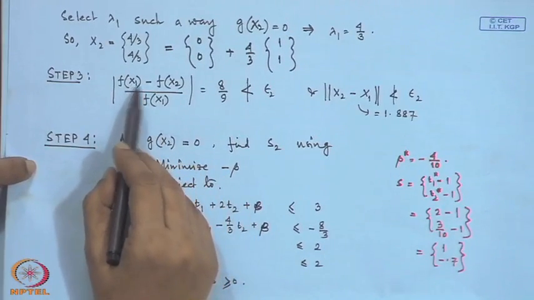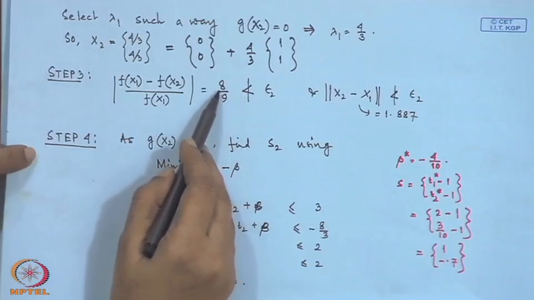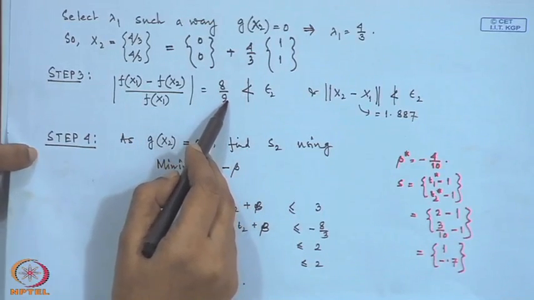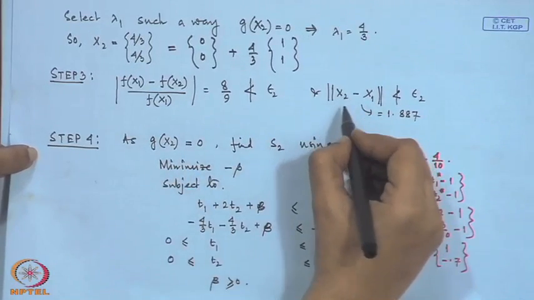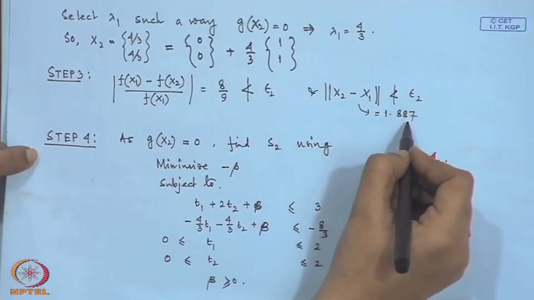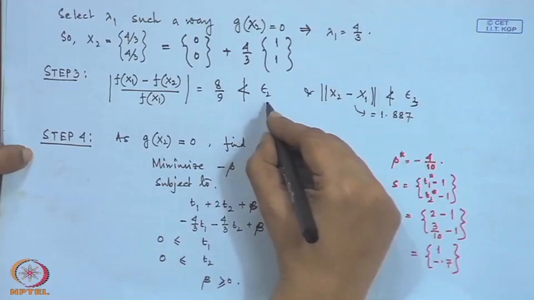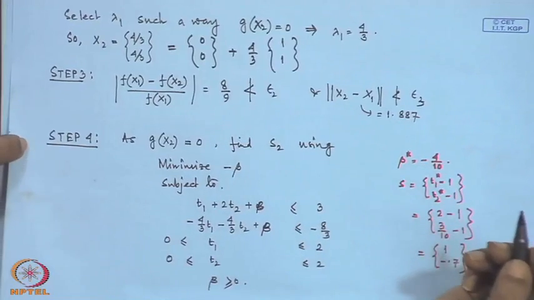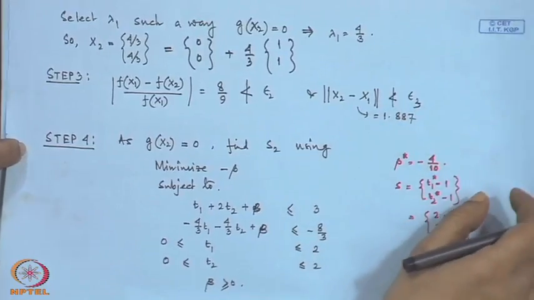Now, we see the difference of f x 1 and f x 2, that is not very low, that is very high, that is not acceptable. That is why x 2 cannot be considered. Not only that, norm of difference x 2 minus x 1, that is also very high, that is not a very small value. Here we are considering epsilon 2 and epsilon 3 as a pre-assigned very small positive value, maybe 0.0001 and 0.0002, even we can consider the same value.